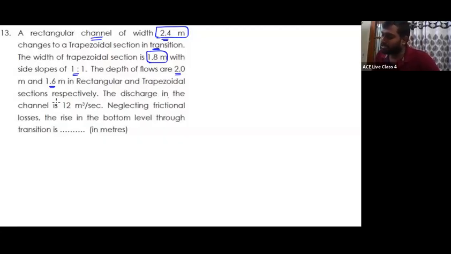Now, the discharge in the channel is going to be 12 meter cube per second. Neglecting the frictional losses: if I neglect the frictional losses, then the total energy line is going to be horizontal. The rise in the bottom level through the transition is to be found. So they are giving both the transitions.